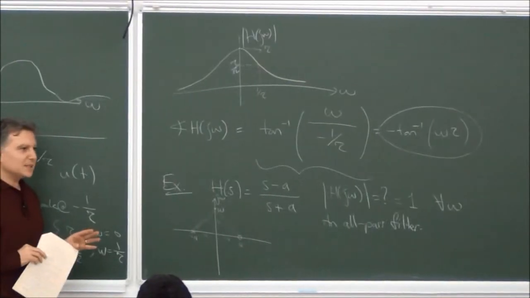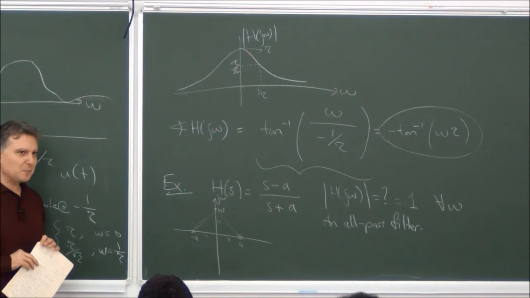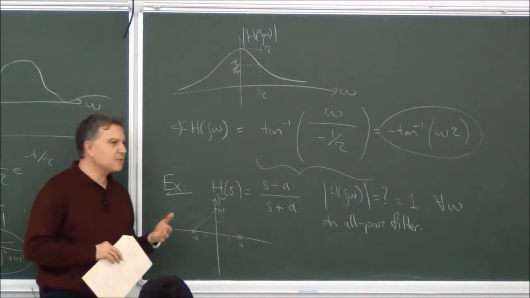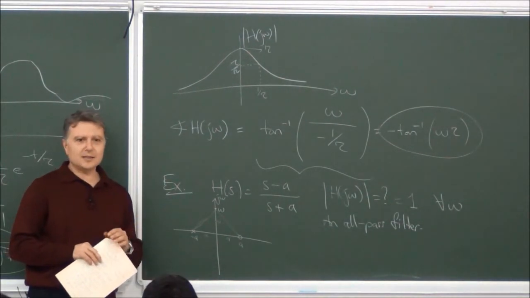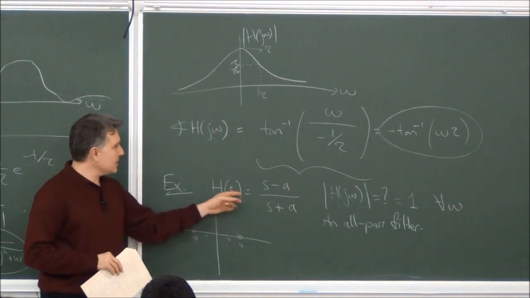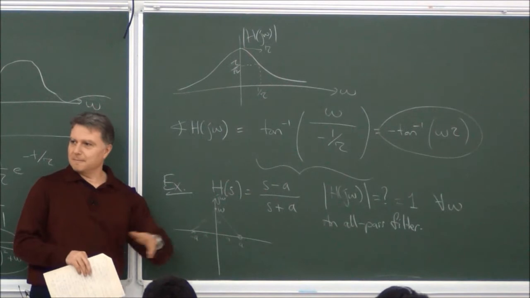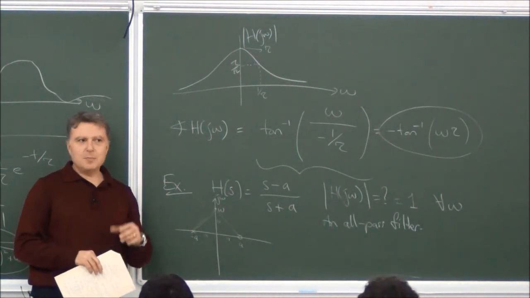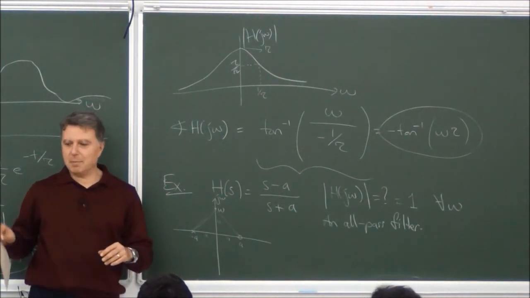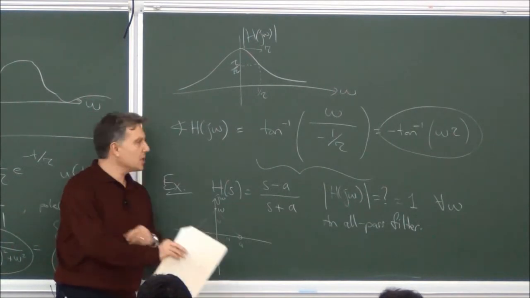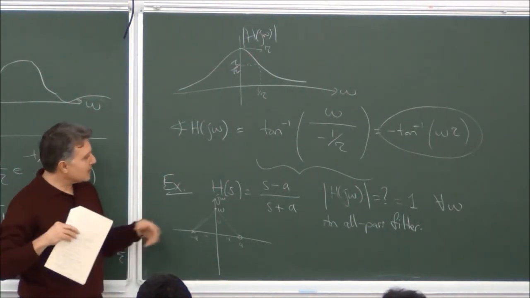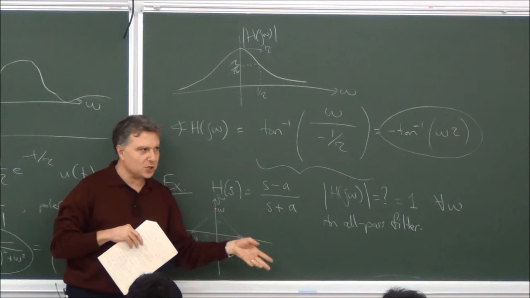But as you see, it's not an identity system. An all-pass filter is different from an identity filter. An identity filter has H of s equal to 1 or a constant, which will pass everything, and the impulse response is an impulse. So the impulse comes in and it doesn't change. For this one, if an impulse is applied to this filter, it will change.